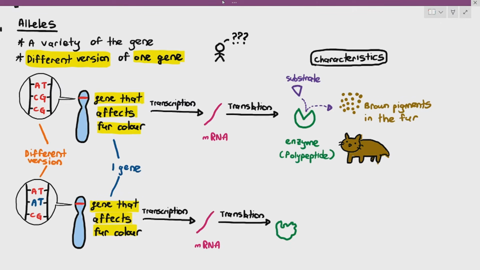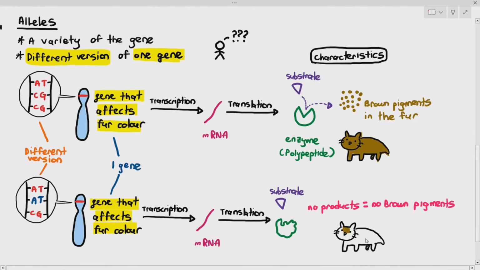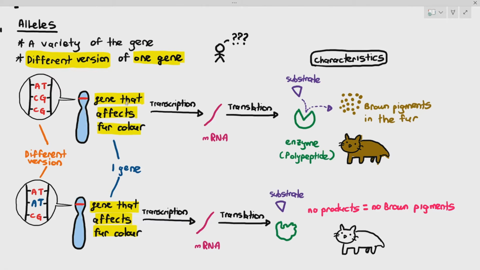So look at the shape of the protein or the enzyme here. Is it able to bind to the substrate and form the ES complex? No, and therefore it will not be able to synthesize the brown pigments. In this case, the organism will not have brown pigments, therefore the organism will be white in color.